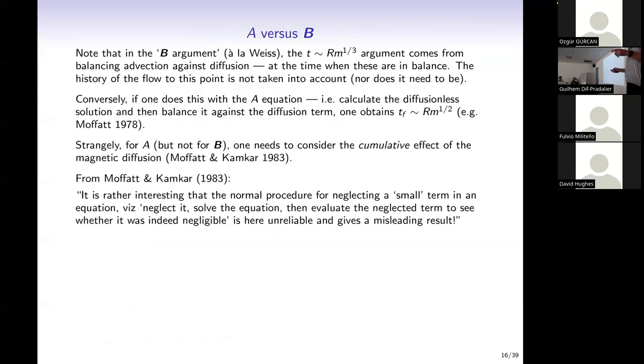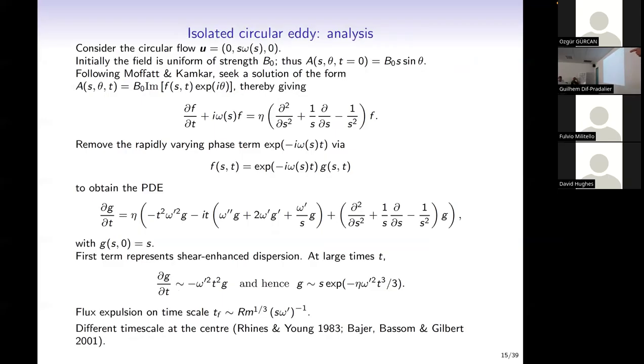So you might think, okay, we had a B argument, we got to R to the third; we had an A argument, we got to R to the third. But they're different arguments in some sense. The B argument says, forget diffusion, work out what's happening, and then work out when you could no longer neglect the term that you neglect. What we do all the time in fluid dynamics. Whereas the A argument hasn't said that at all. The A argument dealt with the evolution from all times.